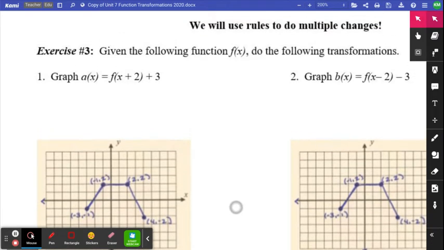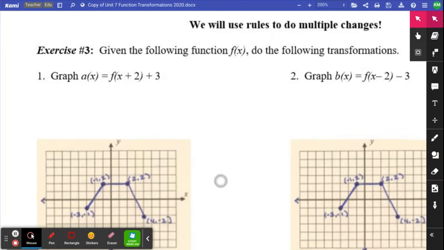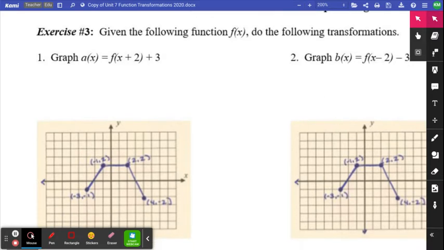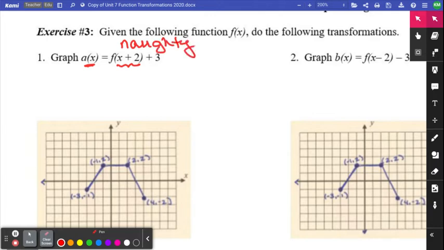So exercise number 3 says, given the following function, f of x, do the following transformations. So we're doing multiple transformations. Now, remember a of x, that just is our name. We have a 2. You're looking at the numbers. We have a plus 2 inside the parentheses. Because it's inside the parentheses, that means we're changing the x. X is the naughty letter. So it means do the opposite.